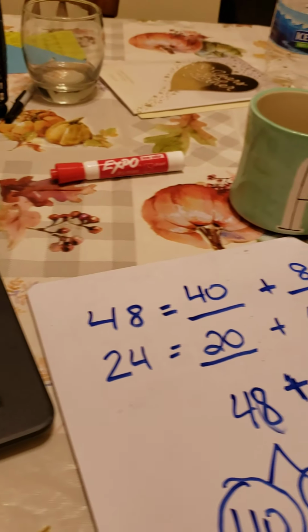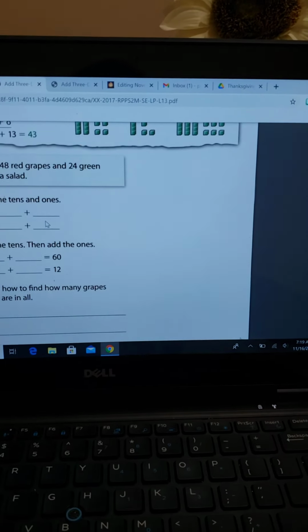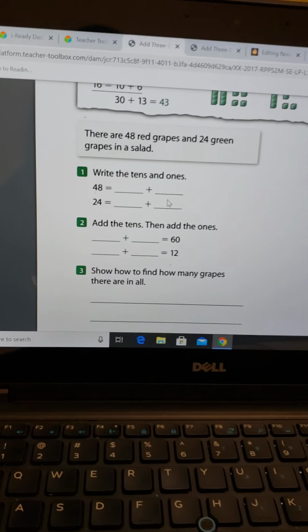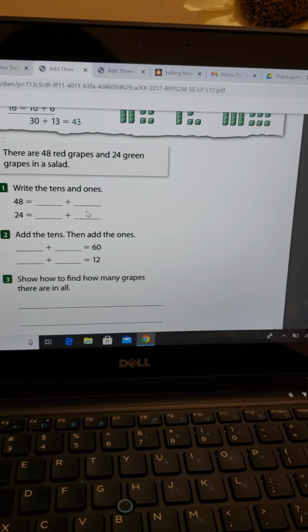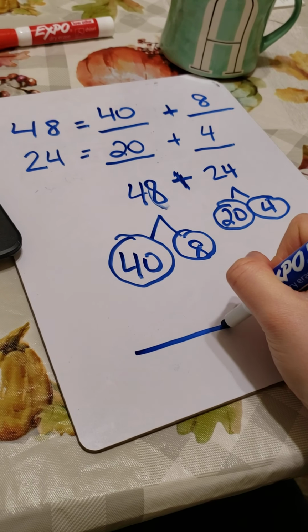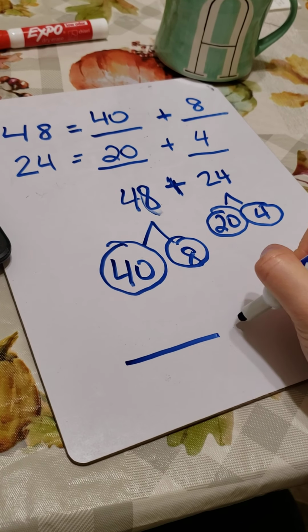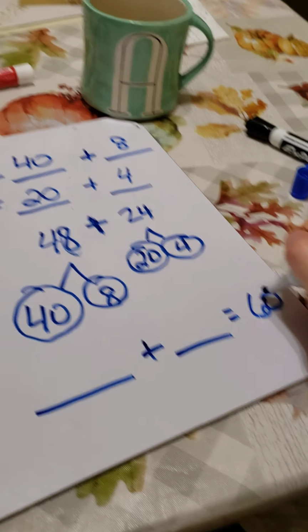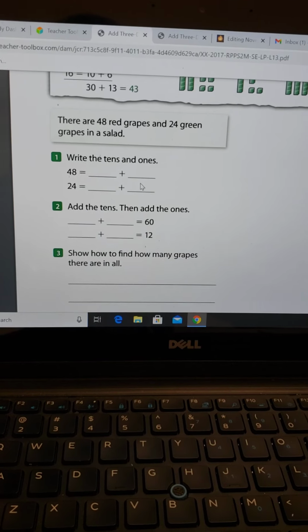Because this is a little bit different than what we have done together in class, all right? So if you want to bubble it in this empty space, that would be a really good idea to help you understand. So it says first, add the tens, then add the ones. All right. So if I look back over here, add the tens. That's what it says in your book. It says blank plus blank equals 60. So I'm going to put my tens right there.